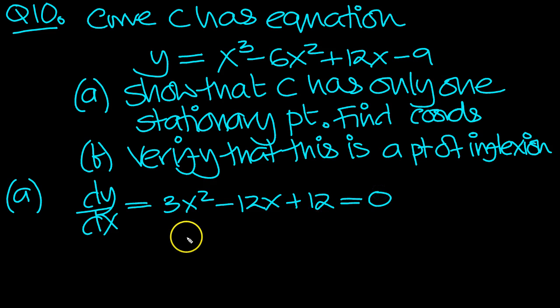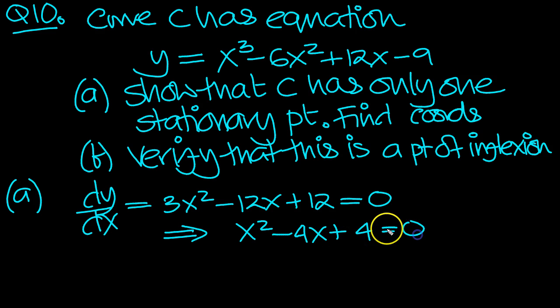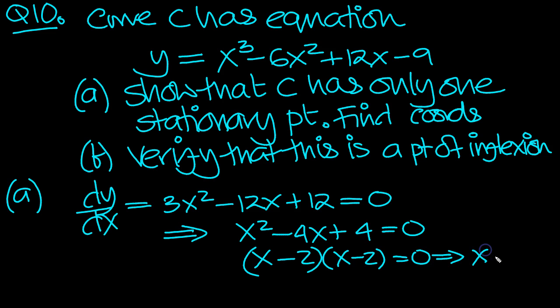This equals 0, which implies there's a 3 common all the way through, so we can simply divide by 3 all the way through: x squared minus 4x plus 4 equals 0, and this is simply x minus 2 times x minus 2. And that tells us that x equals 2, just one stationary point. So when x equals 2, what does y equal?